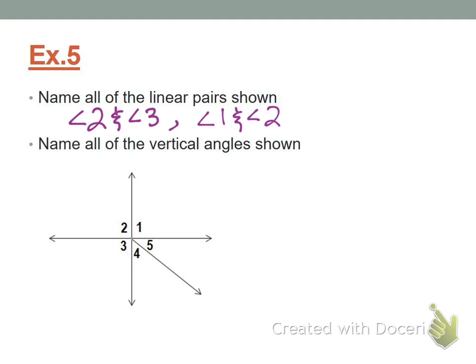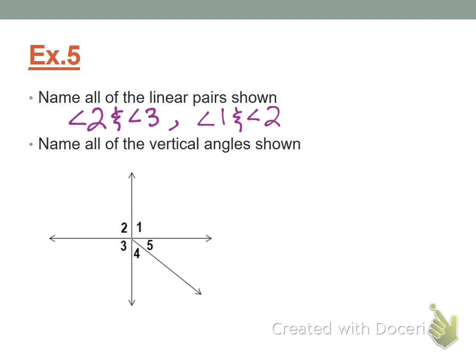Ariana? 1 and 5, they don't have opposite rays, so that doesn't work. Kara? 1 and 4 don't share a side. So the end game of this story is those are the only 2 pairs.